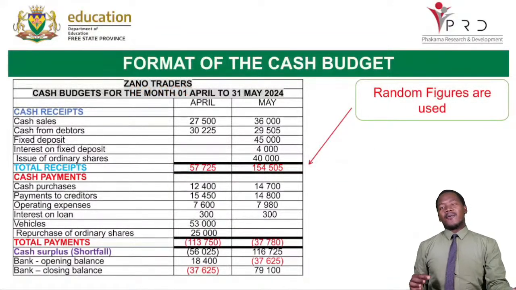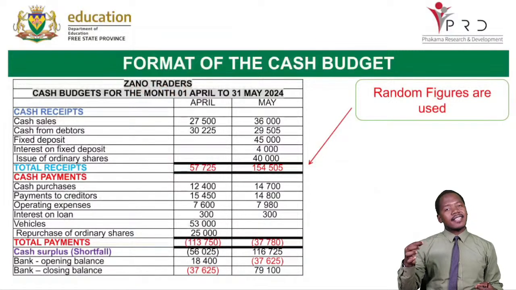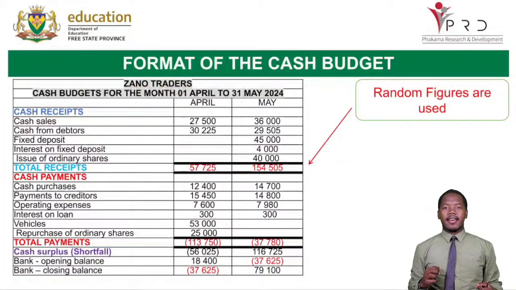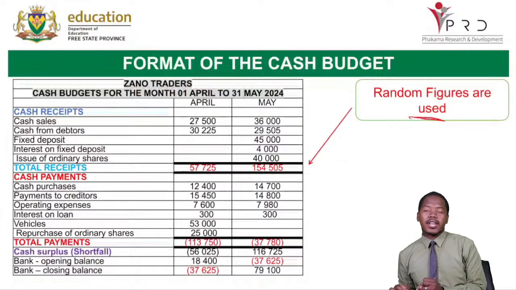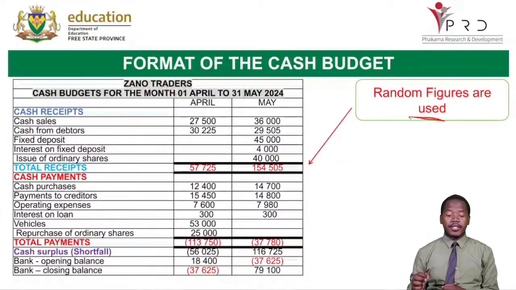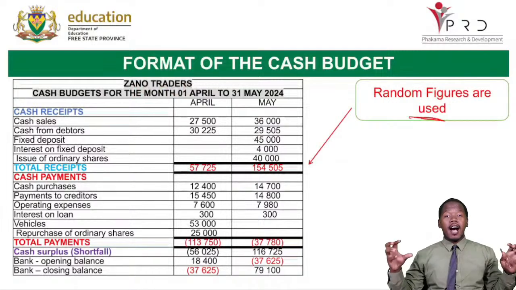Now remember, one of our objectives, we said we are going to revise or learn how to prepare the formats of what? The cash budget. Here, we have decided to use random figures so that you understand how the calculation works. Right, now our cash budget may have 3 or 4 parts.